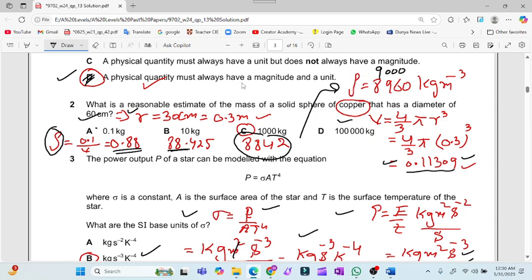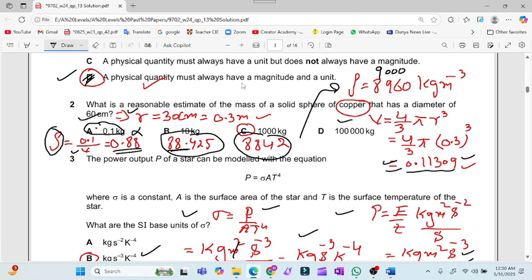Now what we will do, I will calculate the density by using each value related with the mass. First of all, I will substitute 0.1 and divide it by the volume. I will get the answer 0.88. This is not the density of the copper. Then I will substitute mass equal to 10 and the volume equal to this one. I will get the value 88.425. This is not the value related with the density, which is around 8960 or around 9000.